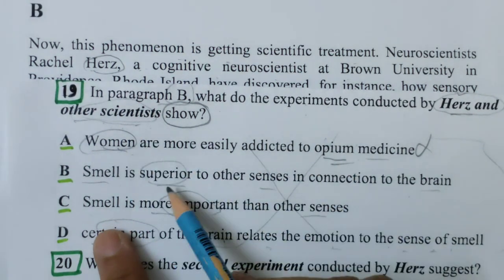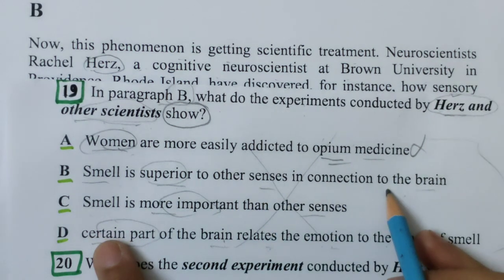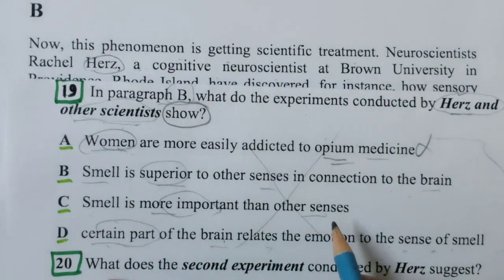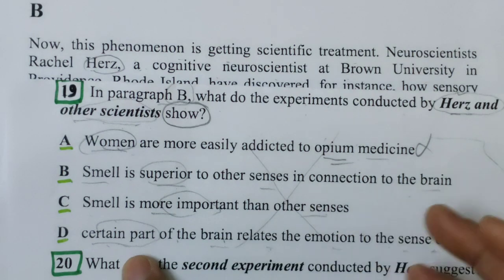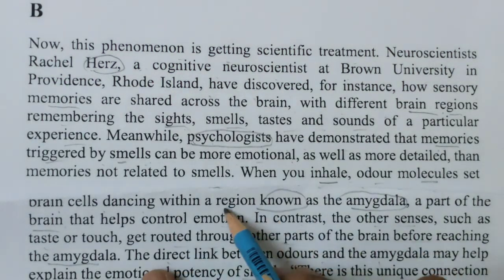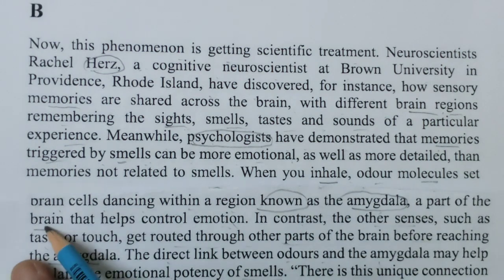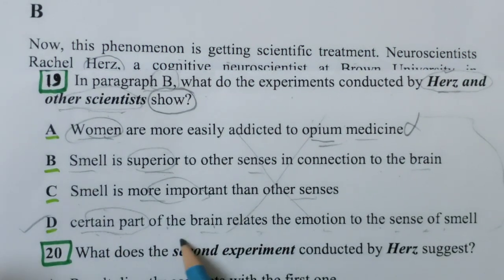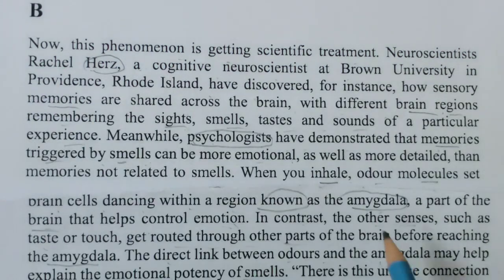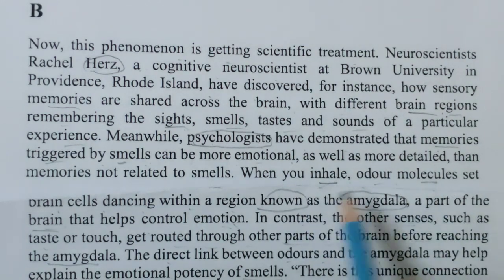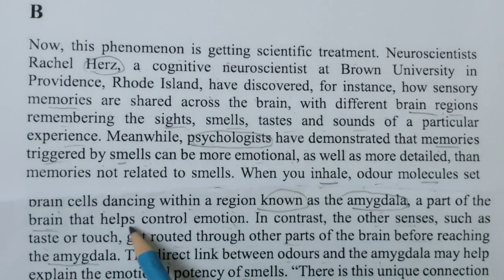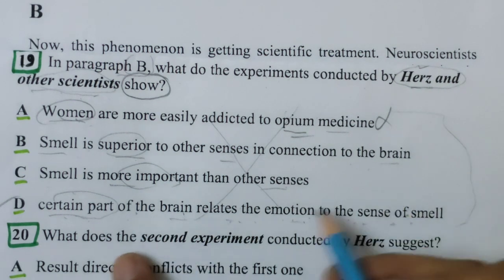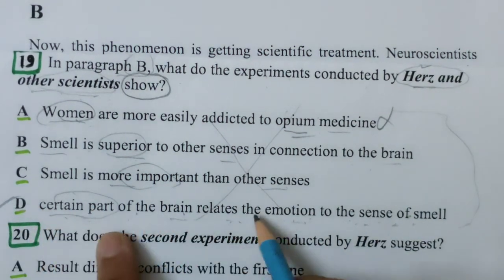So this is not given. Smell is superior to other senses in connection to the brain, so we can say it is false. Smell is more important than other senses, this is also false. A certain part, because they have given the name of this certain part within a region known as the amygdala, a part of the brain, this is perfectly matching this statement, that's why this will be the answer. A certain part of the brain relates the emotion to the sense of smell. See, when you inhale, odor molecules set brain cells dancing within this region that helps control emotion. See, this relates the emotion to the sense of smell. So this is particularly and specifically given, that's why this is the answer.